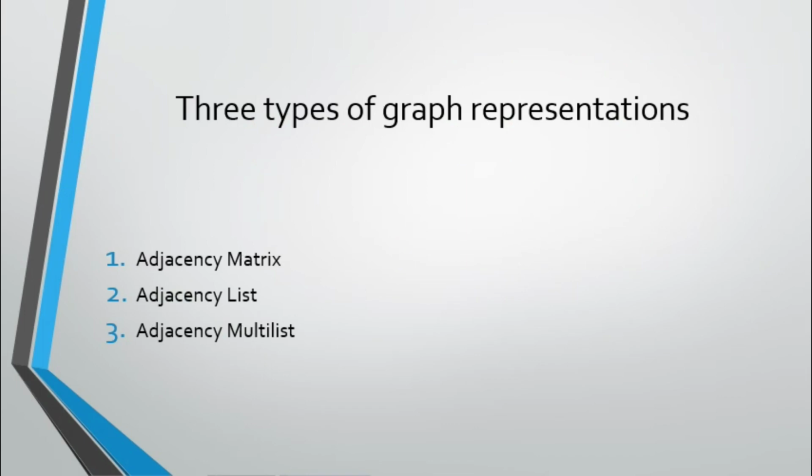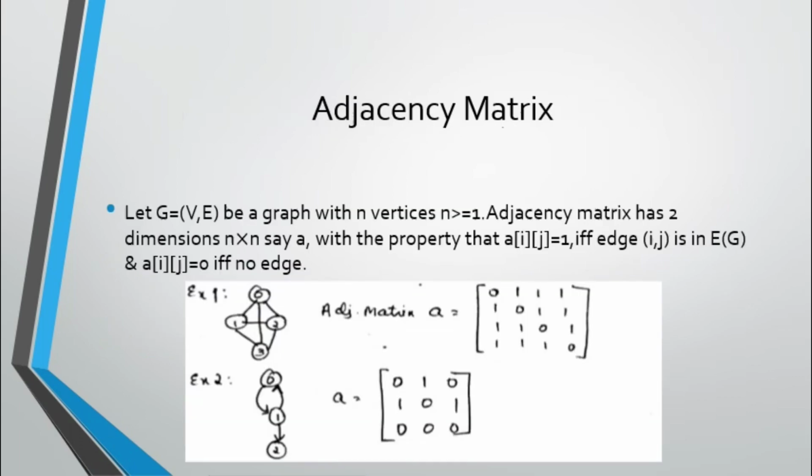Basically, we can represent graphs in three ways. One is using the adjacency matrix. Another one is using the adjacency list. The third one is using the adjacency multi-list. We'll understand them one by one. First, we are going to discuss the adjacency matrix.